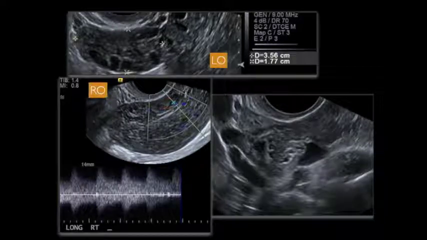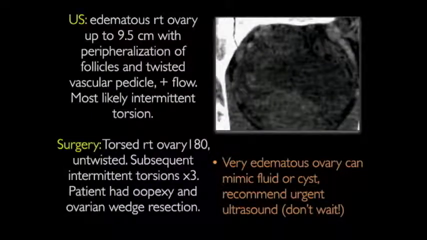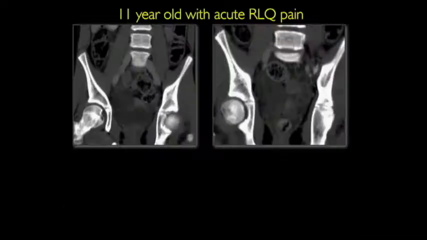What was called a cyst was actually an extremely edematous ovary, which had all the signs we have talked about: the twisted vascular pedicle, peripheralized follicles, edema. And the teaching point here is that a very edematous ovary can mimic fluid or a cyst, so if you see that and you can't explain the symptoms with other findings, recommend an urgent ultrasound and don't wait.